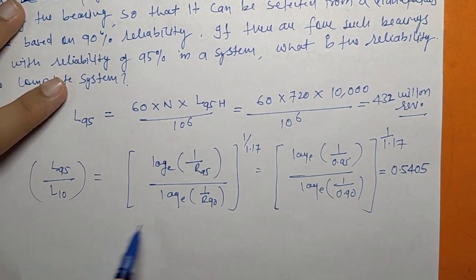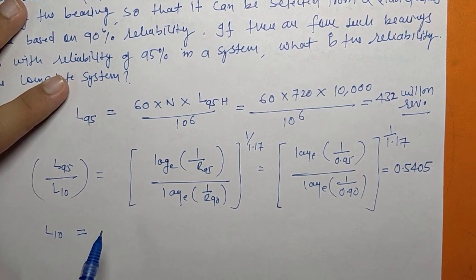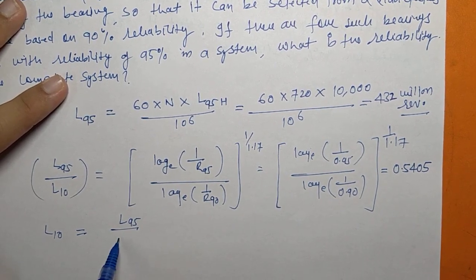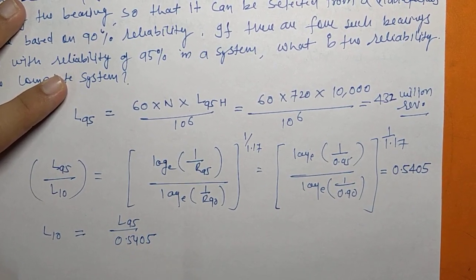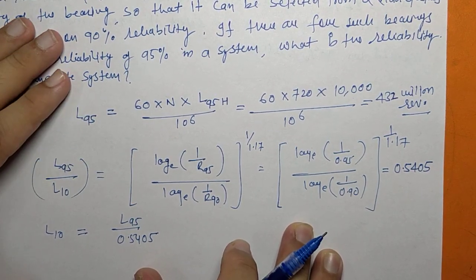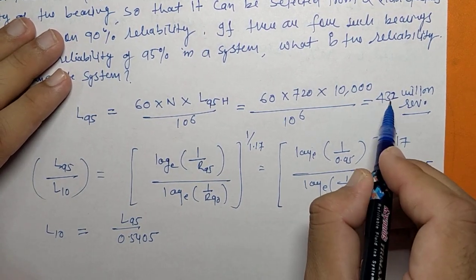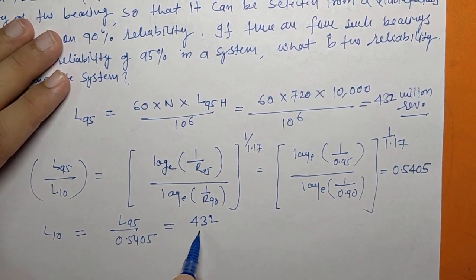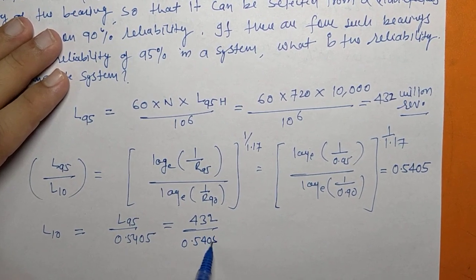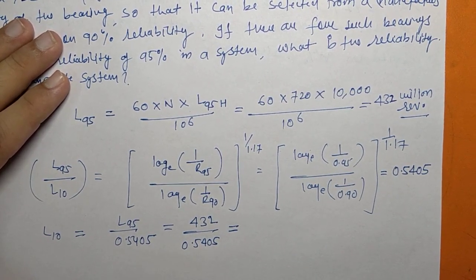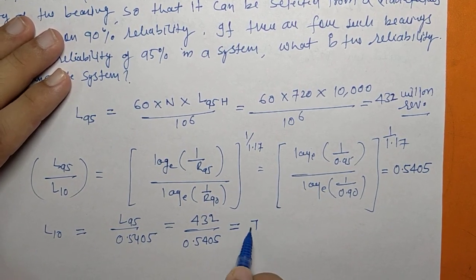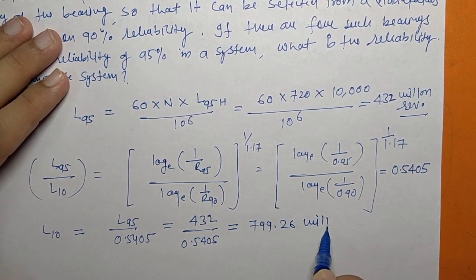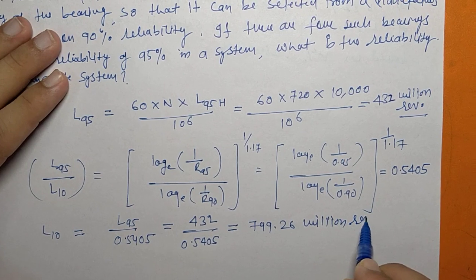Now we can find the L10 life. L10 life is L95 life divided by this value, 0.5405, and L95 life is 432 million revolutions. So if we replace this value, 432 million revolutions divided by 0.5405, this value becomes 799.26 million revolutions.